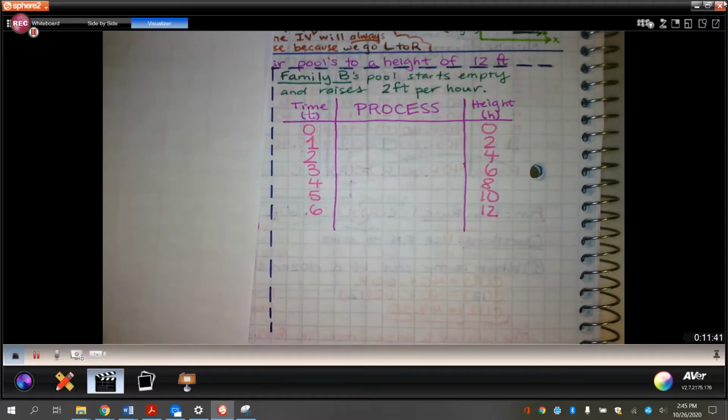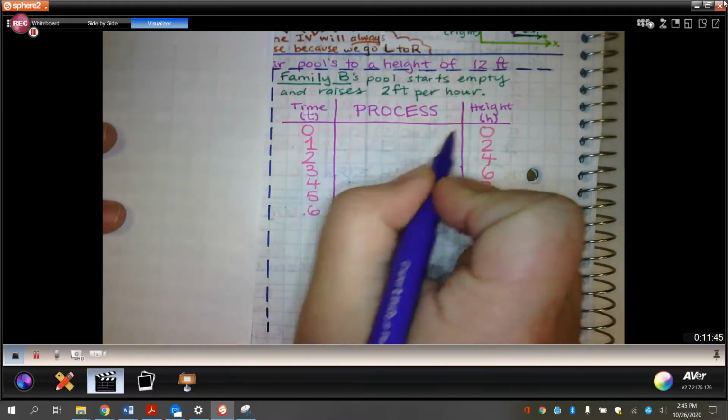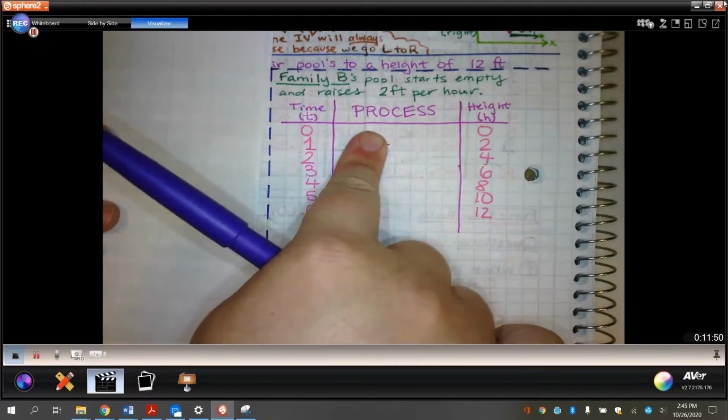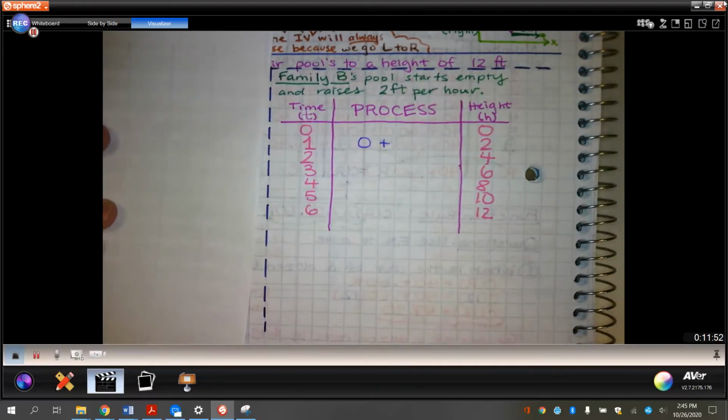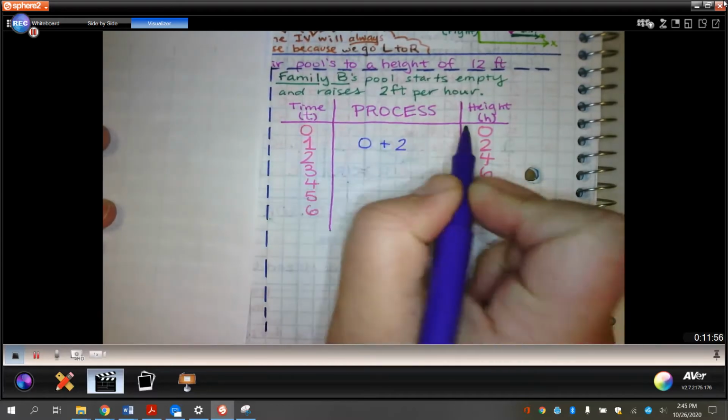Now, because we are starting with 0, you can write 0 plus, or you don't have to write that at all because adding 0 to something doesn't change it. But now I'm doing 2 feet per hour.